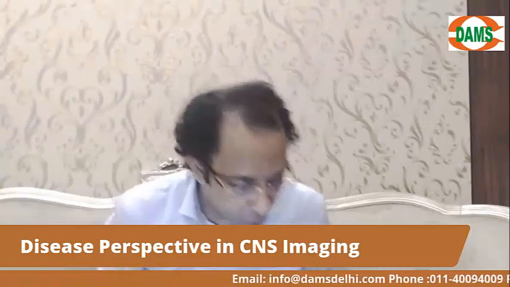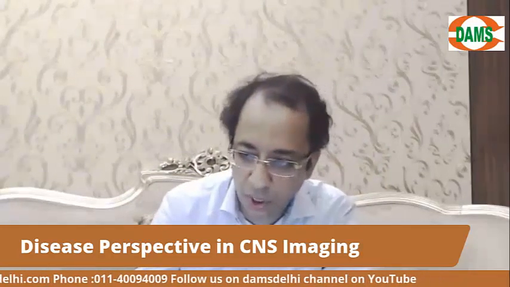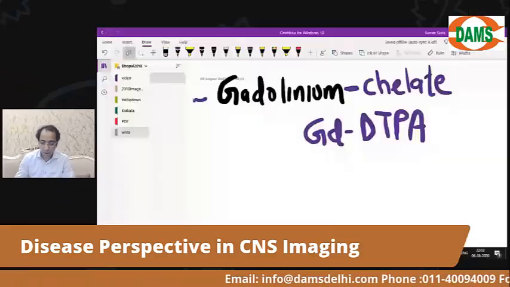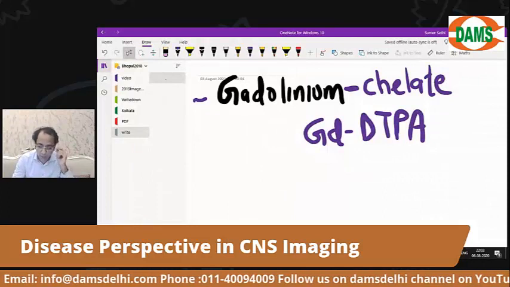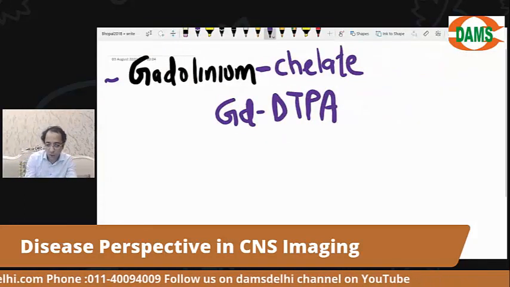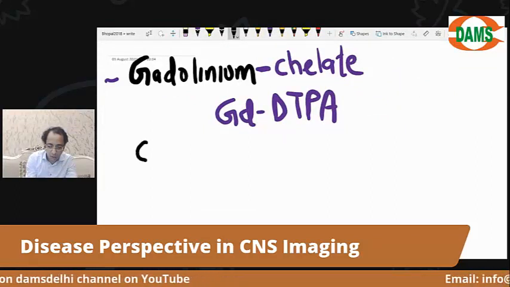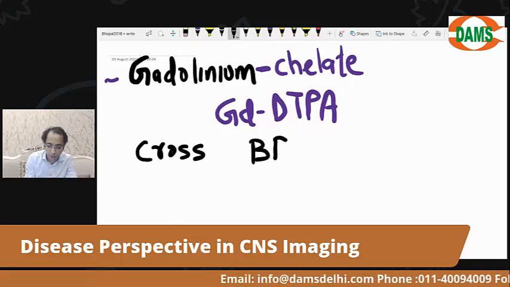So what I want to do is ask a question to all of you, and let's see how many of you can answer. Gadolinium DTPA, or the gadolinium chelate that we use in MRI, can it cross the blood-brain barrier, or can it not cross the blood-brain barrier?